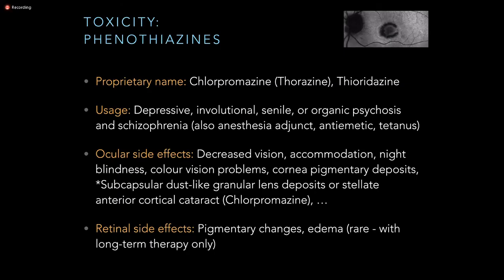Moving on to phenothiazines, this is chlorpromazine and thioridazine. These are drugs used for psychosis, so depressive, involutional, senile, or organic psychosis, and schizophrenia, and other things as well. The ocular effects of these medications include decreased vision and accommodation, night blindness and color vision problems, corneal pigment deposits, subcapsular dust-like lens deposits, or stellate anterior cortical cataracts in chlorpromazine. The retinal effects include pigmentary changes and macular edema, which is rare and really only with long-term therapy.